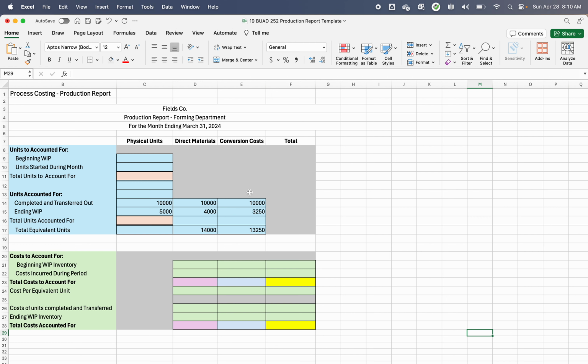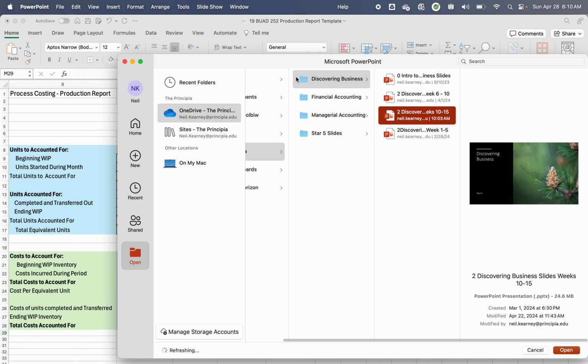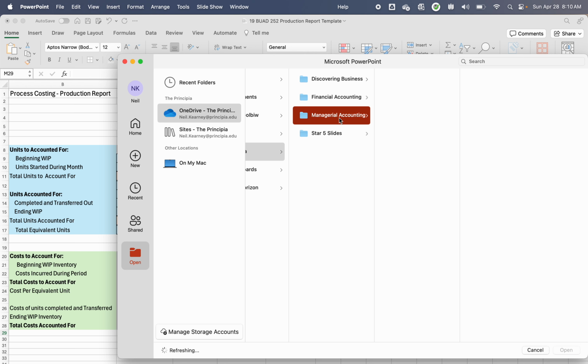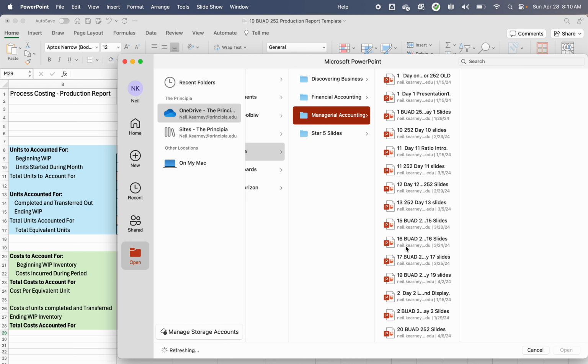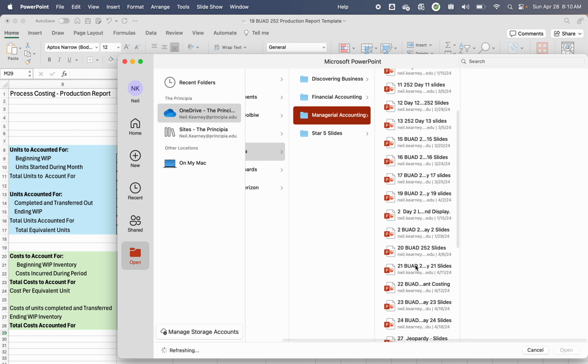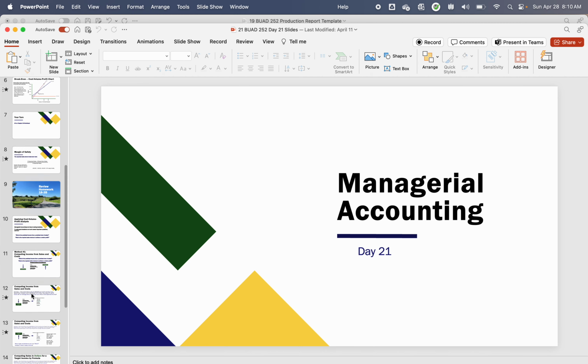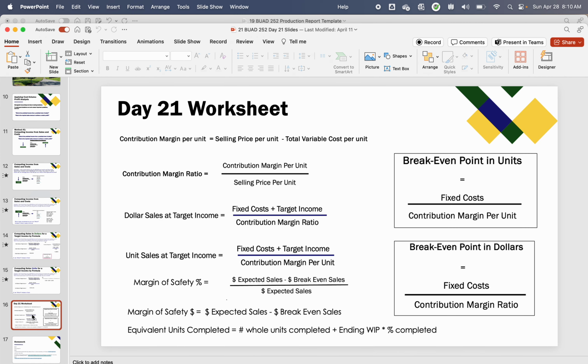And then the other thing to put on would be, let's see if I can find our slides. There's a bunch of formulas in our day 21 slides, I think, which go through this whole section. And the whole section has to do with finding break-even points. So this is CVP, cost volume profit analysis.